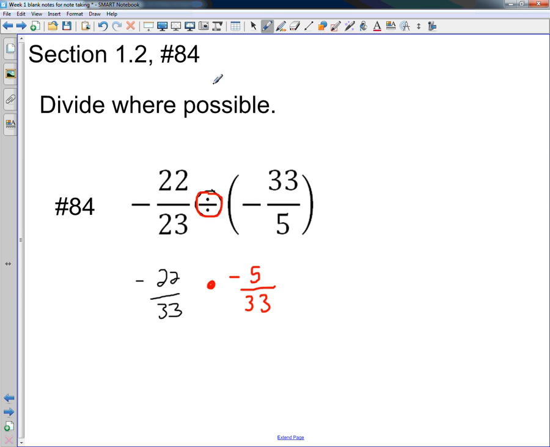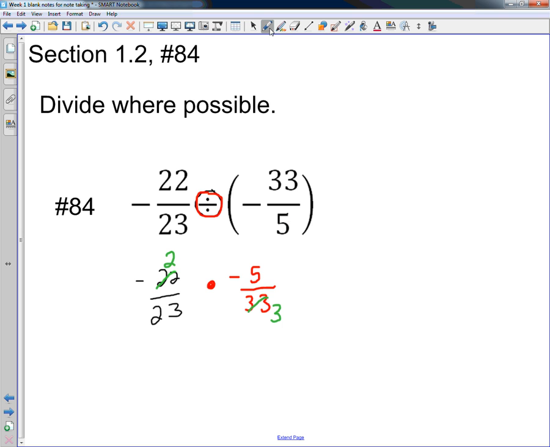And looks like I have a little typo here. Sorry about that. That should be a 23. Okay. Now we go ahead and check and see, does this reduce at all? Well, 22 and 33 are both divisible by 11. So I'm going to divide out 11, which leaves me with a 2. Divide out 11, which leaves me with a 3. Check the rest of it. 23 and 5 don't reduce. 23 and 2 don't reduce.